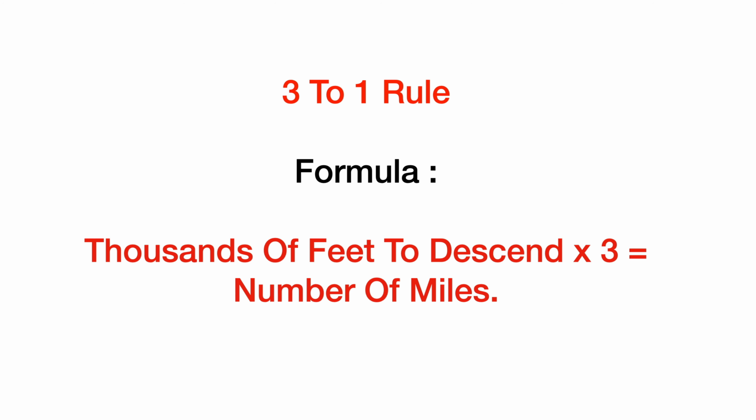The formula is really simple. Thousands of feet to descend times 3 equals the number of miles that you need to descend. So again, 1,000 feet times 3 equals number of miles you need to descend. It's part of that 3-to-1 rule that we'll talk a little bit about in other questions when they ask you, what is the 3-to-1 rule? Tell you what, let's look at another example here.